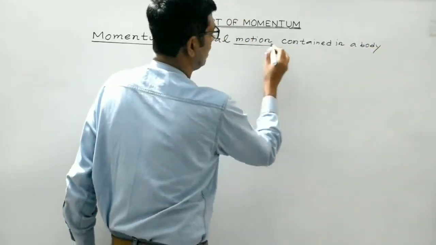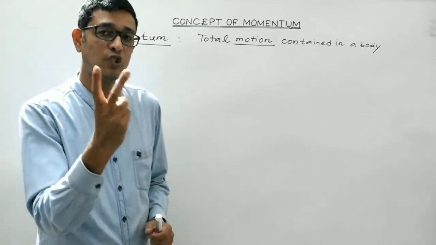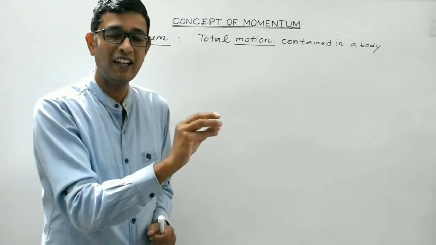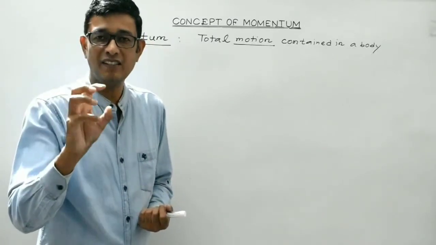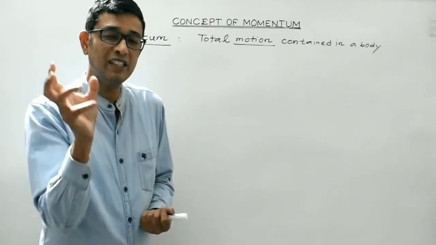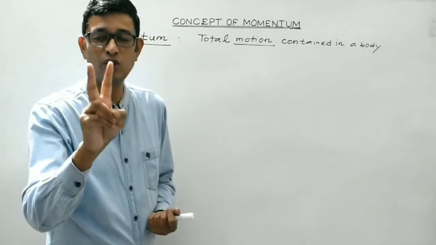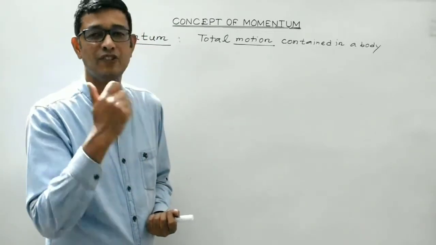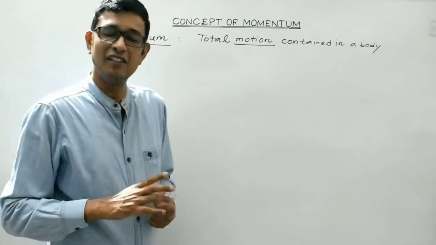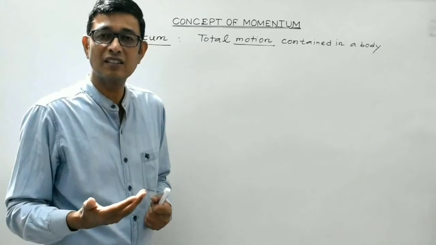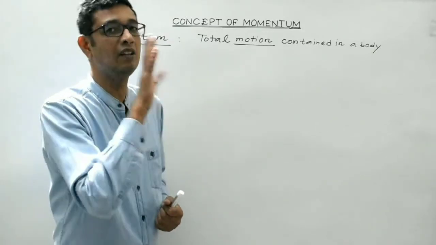Now, the total amount of motion contained in a body can be represented by two quantities: the mass of the body as well as the velocity of the body. In order to measure the impact of a moving body, we need to include both mass and velocity. So quantitatively or mathematically, the momentum of a body is defined as the product of the mass of the body and the velocity with which the body is moving.